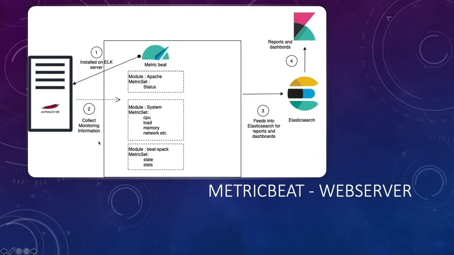Here's how we'll configure Metricbeat for this demo. On the Apache web server, we'll enable the Apache module which provides the status for the Apache web server. We'll also enable the system module which provides system metrics. Finally, we'll also enable the Beats XPack module. This module will help us monitor the Apache service.